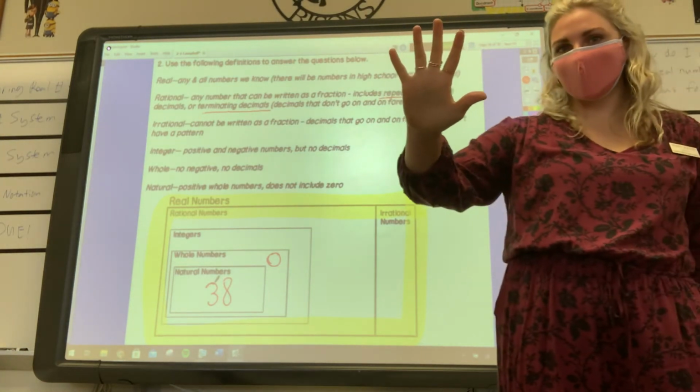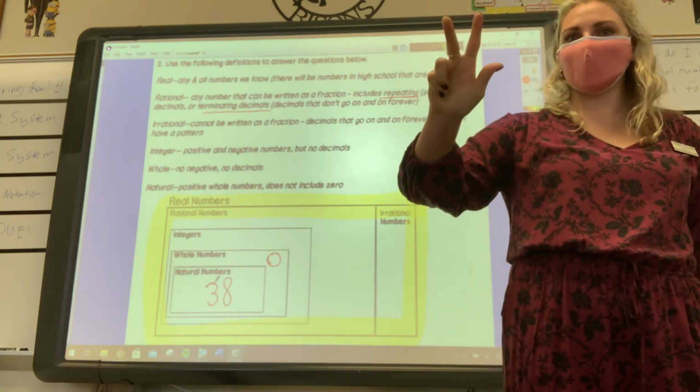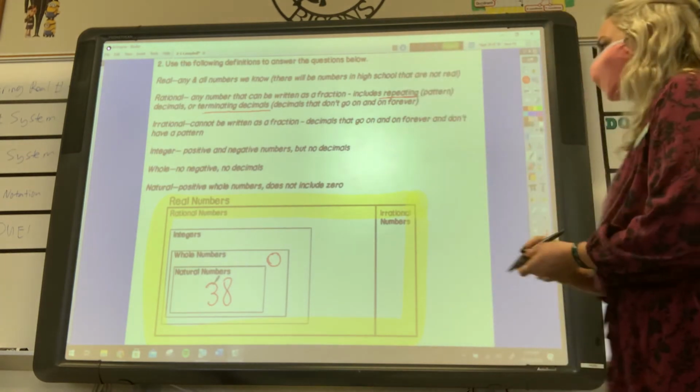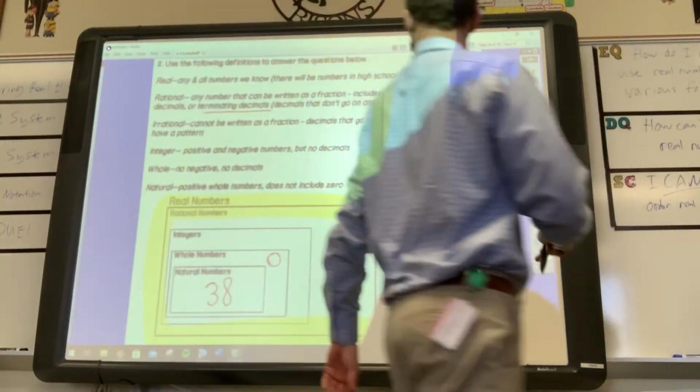So your hand is a natural thing, and you start naturally counting with 1, 2, 3, 4, 5. And that is natural numbers. Pause. Reset the page.